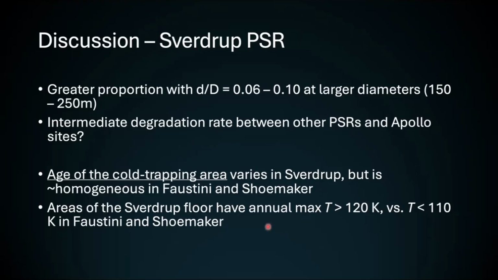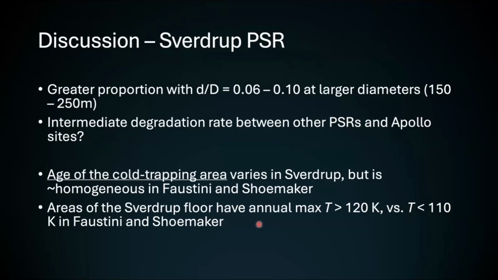And then another important data point there is that there are areas on the Sverdrup floor with annual maximum temperatures above 120 Kelvin, whereas in Faustini and Shoemaker, you won't find any over 110, maybe even 105, depending on which model you're using. And that's important because the number that's used as the ice stability temperature in PSRs is 110 Kelvin. So the thermal environment in Sverdrup is probably different, and the age of the cold trapping area is probably different.